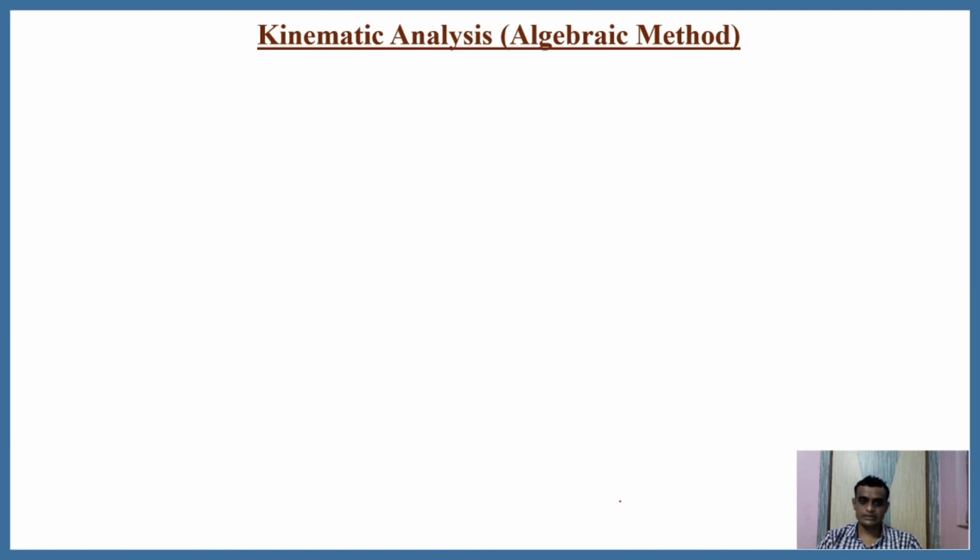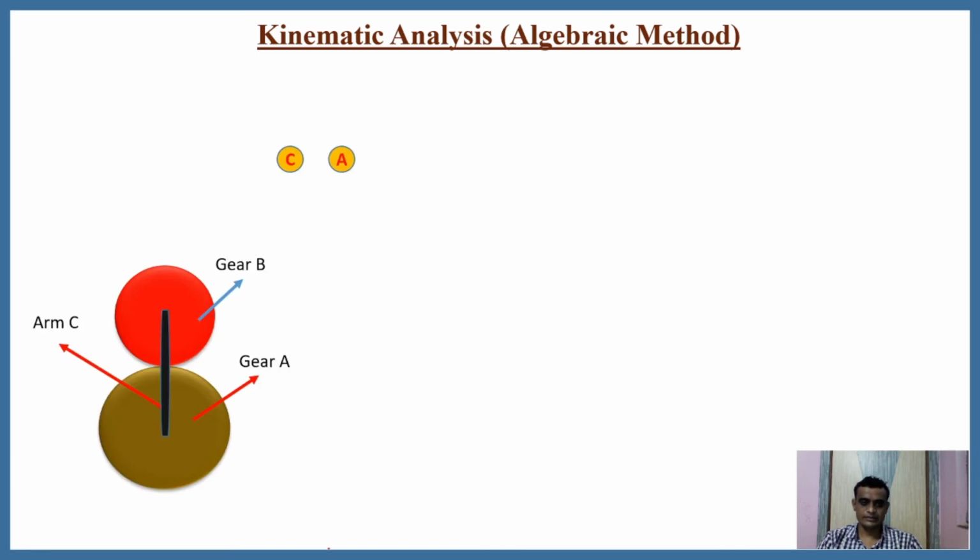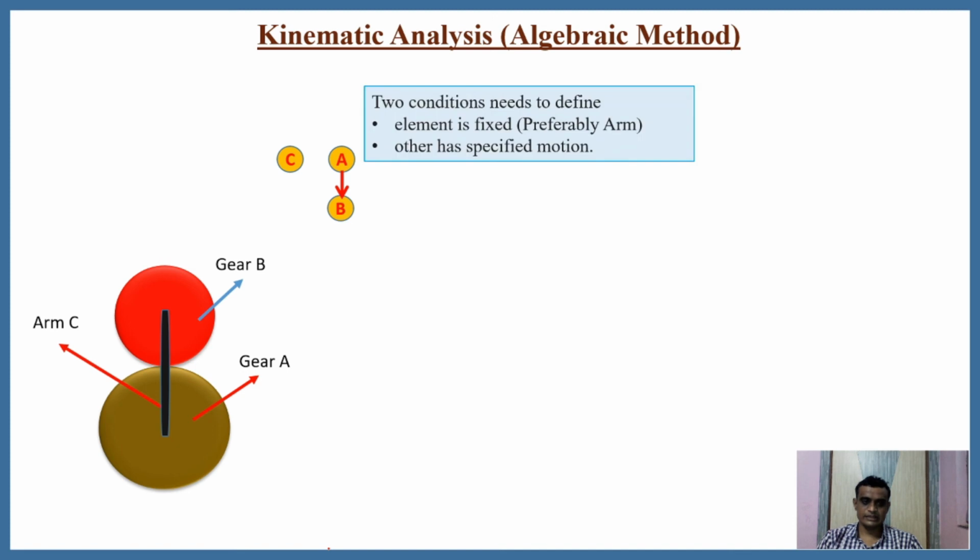Now last we are going to study the algebraic method. This is again one of the simple methods to do the kinematic analysis of the epicyclic gear train. In this case, just consider a simple gear train, three members, gear A, gear B and the arm. Now here we need to define two conditions, that here you have to again fix the arm, and another specific motion that we need to define, that I will explain in the next part.